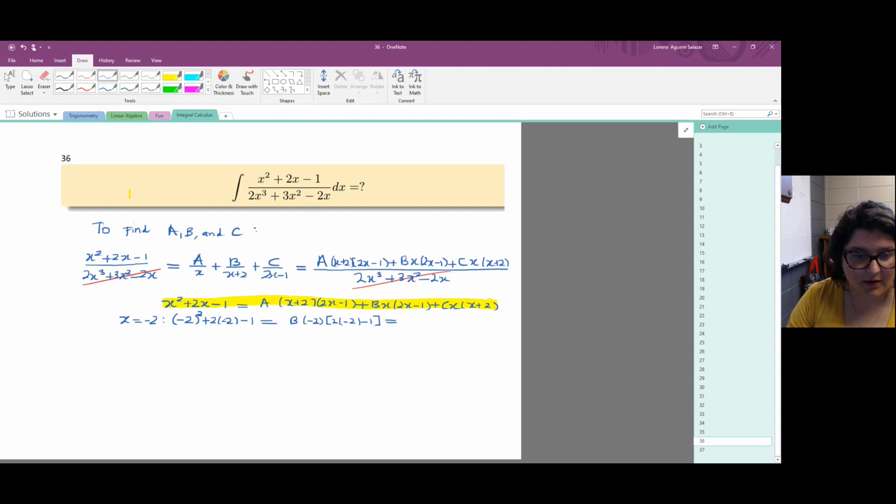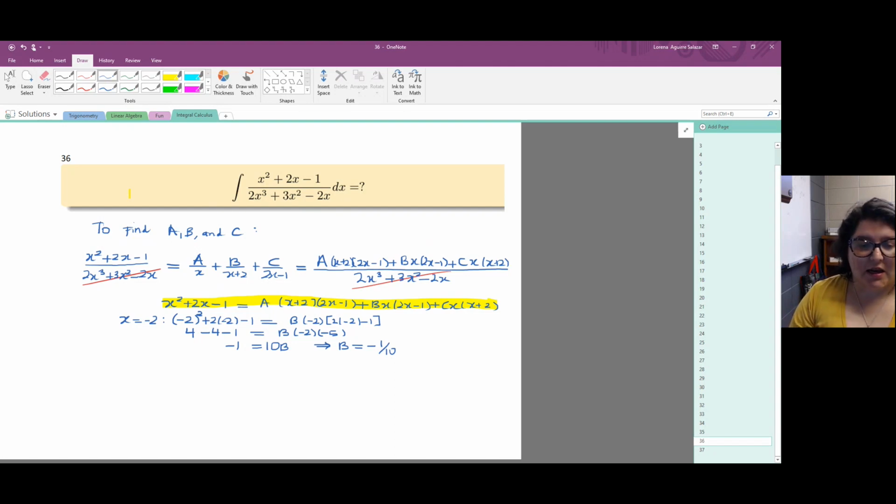We're saying that twice -2 squared, that's 4. And then -4 minus 1 should be equal to b times -2 times -5. So -1 should be equal to b times 10, or 10b. And from there we find that b equals -1/10. So by giving x the value -2, we found that b equals -1/10.